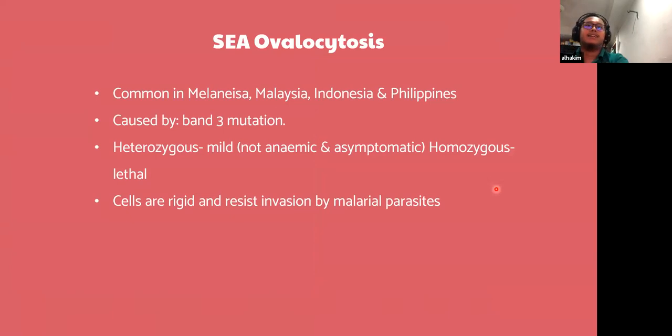Okay. Next is the South East Asia ovalocytosis, common in Malaysia, Indonesia, and Philippines, caused by a band 3 mutation. If heterozygous, it is mild, and homozygote is lethal. Cells are rigid and resist invasion by malarial parasite. And this is how it looks.